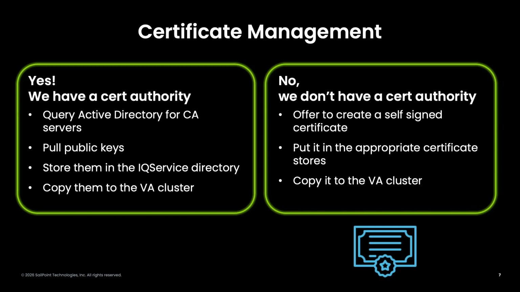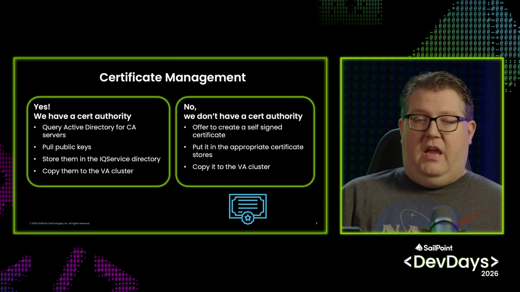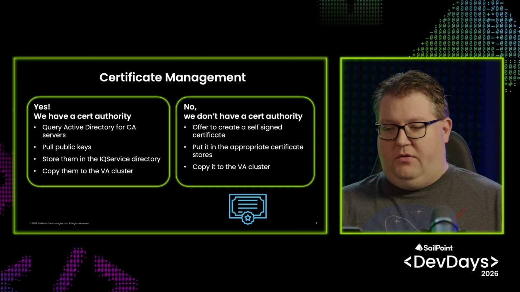If we don't have any certificate authorities, then we can offer to create a self-signed certificate, knowing what IQService is expecting as far as key length, certificate name, all of that. We know what it's expecting. So let's just offer to make a self-signed certificate. We'll make it valid for a couple of years. We can store it and make life easy on you. And then we'll even take that same thing, we'll store it in a folder and we'll upload it to the VA for you. It's pretty slick. So I'm looking forward to showing you guys that here in a second.